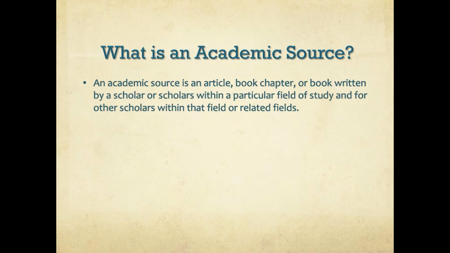So an academic source is an article, book chapter, or a book written by a scholar or scholars within a particular field of study and for other scholars within that field of study or related fields. So academic sources are materials that are produced by scholars for other scholars. So this is not just kind of normal coffee table reading. It's more in-depth, it's analytical, it's putting forth arguments, and you have to spend some time with it to really kind of get at what's being said in an academic source.